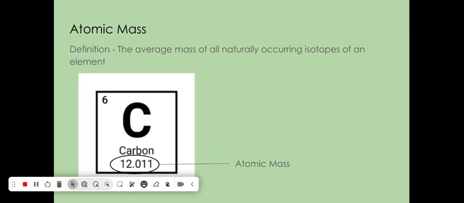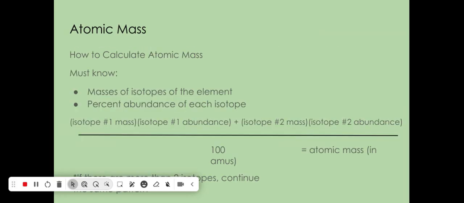Now for syllabus number 9, atomic mass. The atomic mass of an element is the average mass of all naturally occurring isotopes of an element. The atomic mass is found on the periodic table directly under the name of the element as circled in the picture. To calculate atomic mass, you have to know two things: the masses of each isotope of the element and the percent abundance of each of these isotopes.